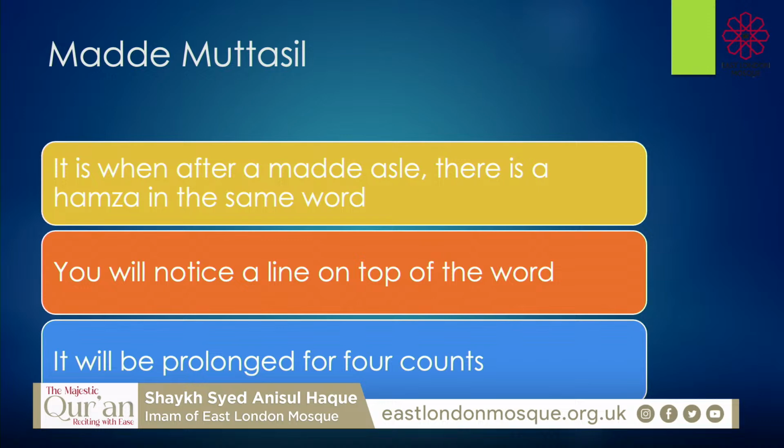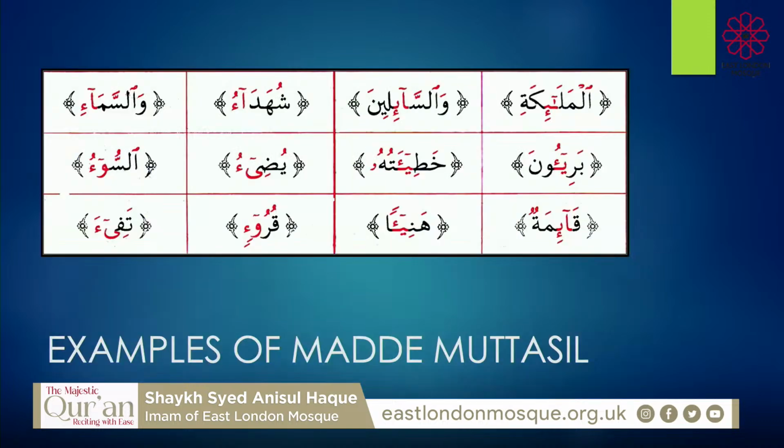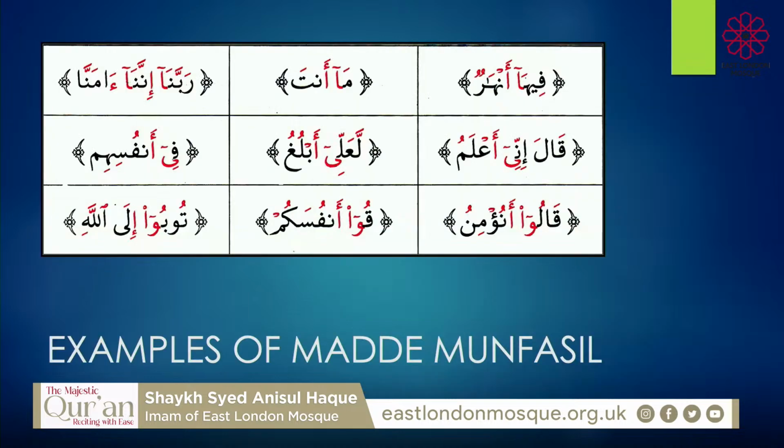If there is an alif in a separate word, what is this mad called? Munfasil. Excellent. Munfasil means when something is separate. Muttasil is connected, munfasil is separated. Okay? The difference between the muttasil and the munfasil is the muttasil, of course, 4 counts, there's no other choice. Munfasil, on the other hand, what happens? You can either do 2 or 4.